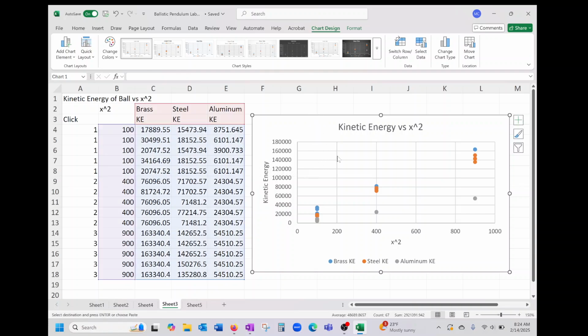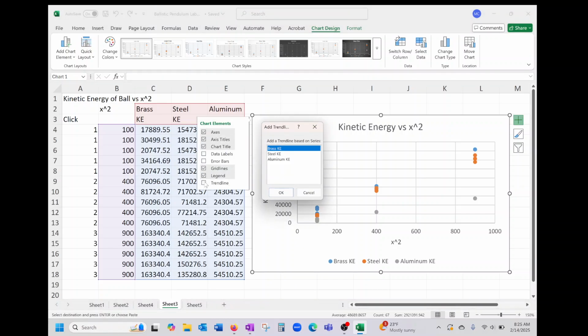And then this is, so I'm not 100% sure why this is doing this. You have your two spheres, your brass and your steel, basically following the same line, but the aluminum one not. So don't worry too much about that. I'm going to go ahead and, on my own time, figure out why it's doing this. But all we need to do now is get our trend lines.